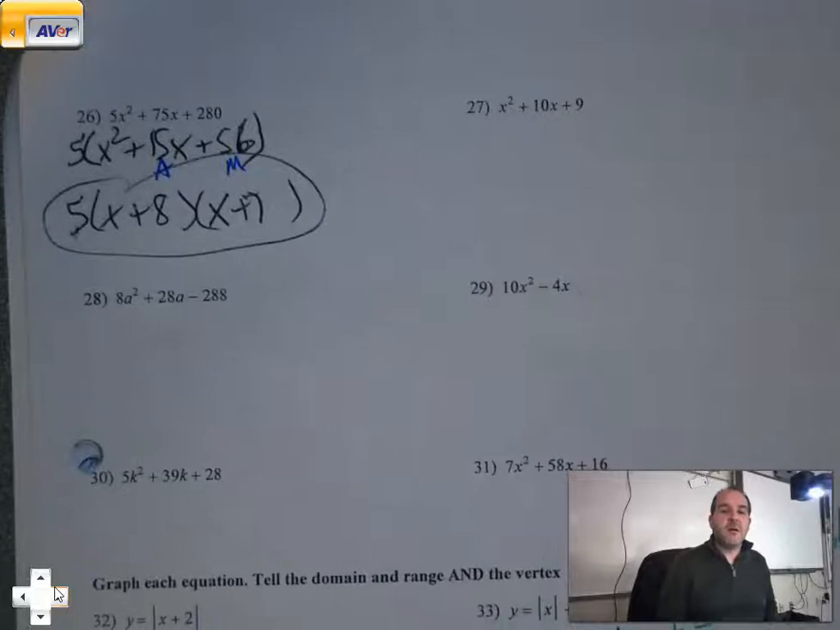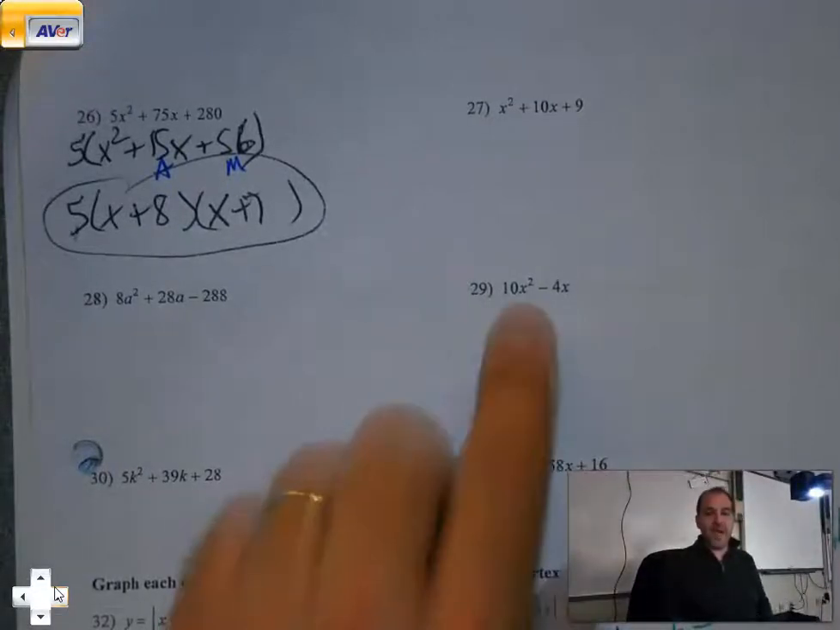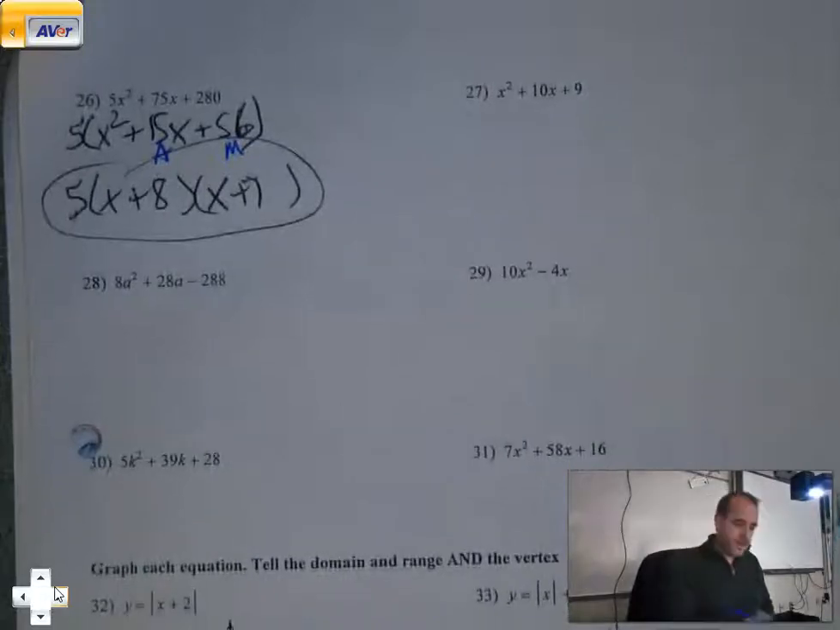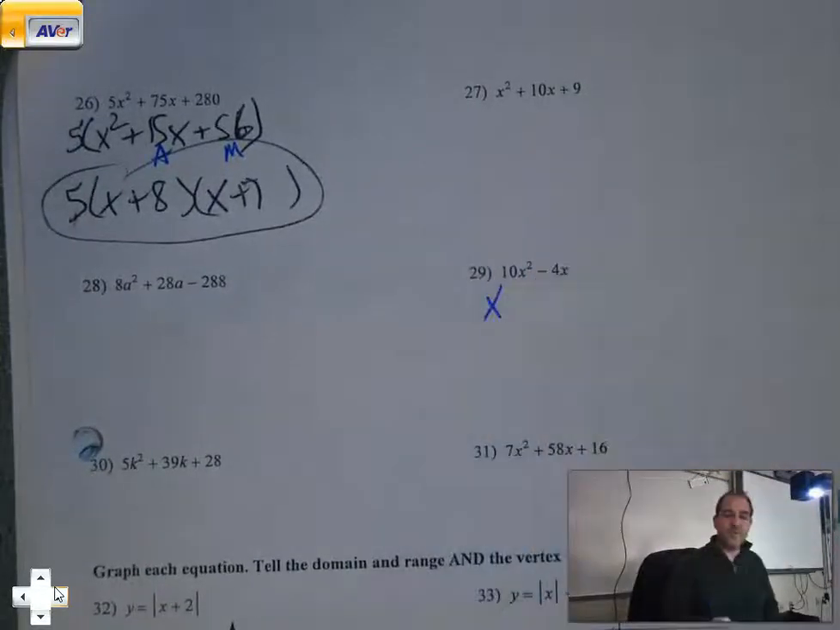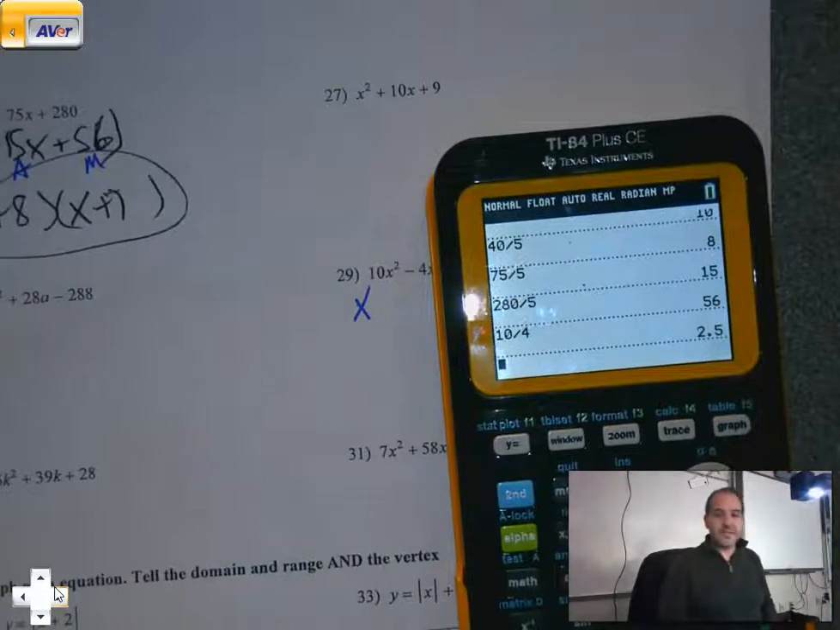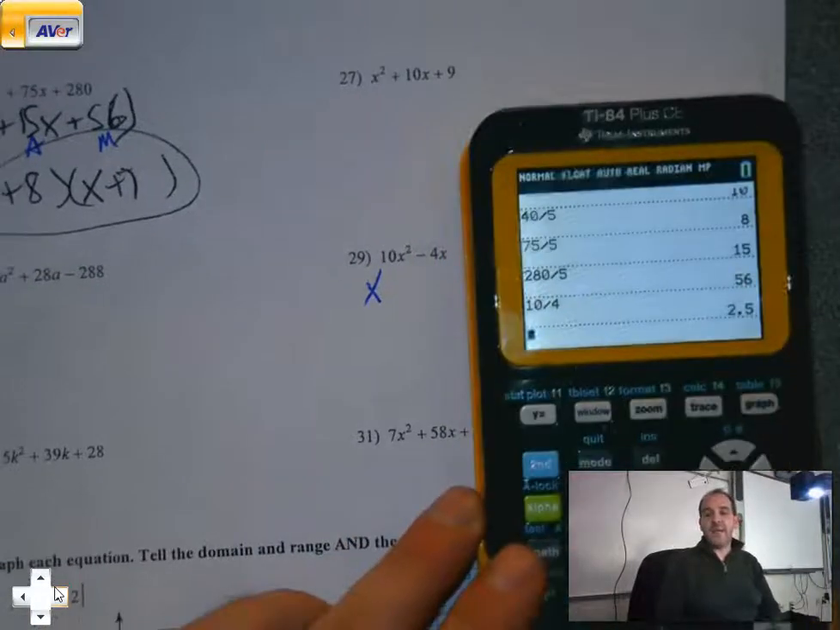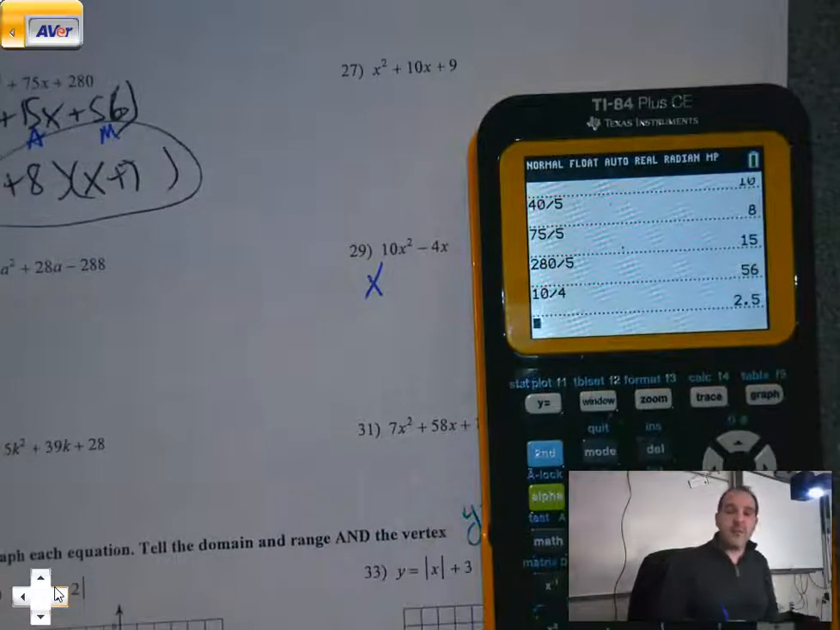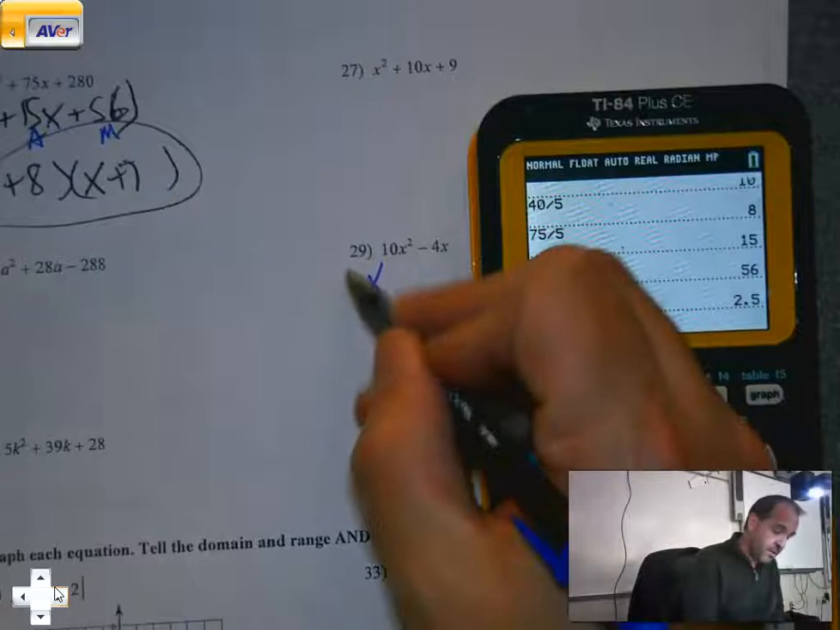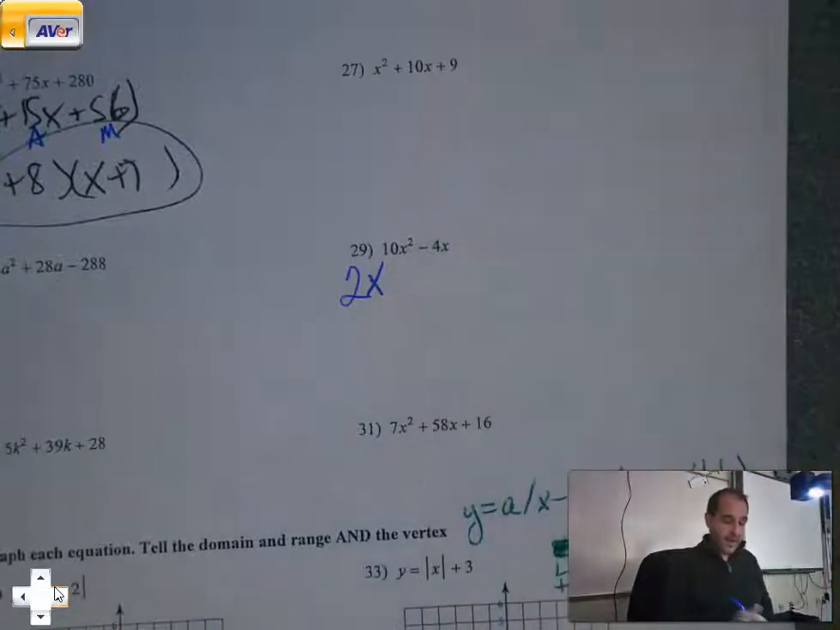Speaking of common factors, I come to 29 and I notice some stuff. I'm like, hey, wait a minute. They both have x. It's true. What about numerically? So some of you may be like, well, 10 divided by 4, that doesn't go in even. Okay, but it doesn't have to be one of the numbers always. Is there a number that divides into 4 and into 10? Yes, 2 does. So sometimes you can pull more than one thing out.